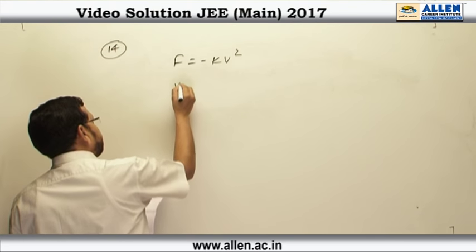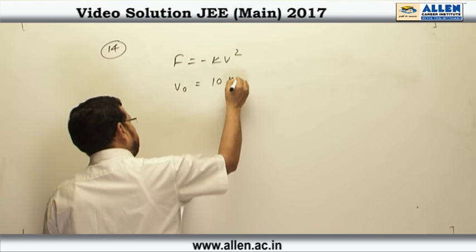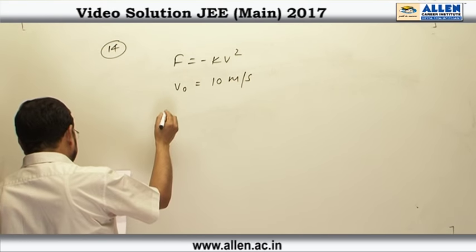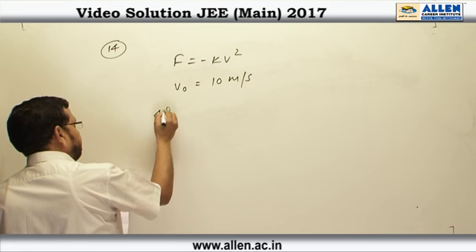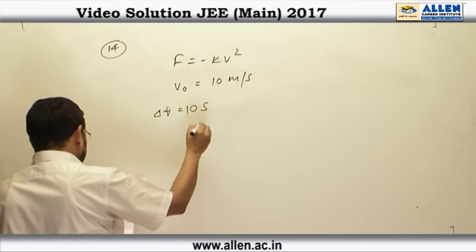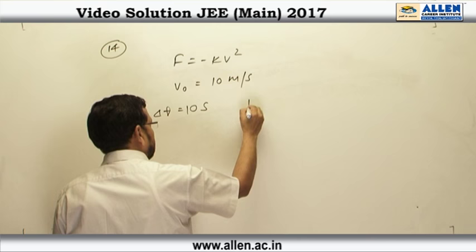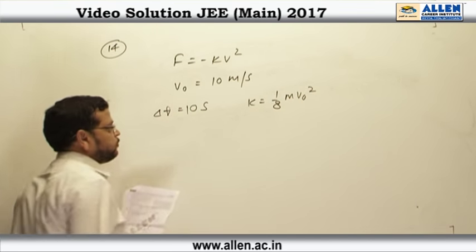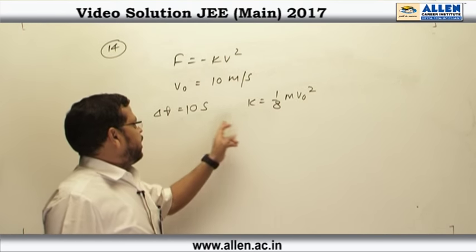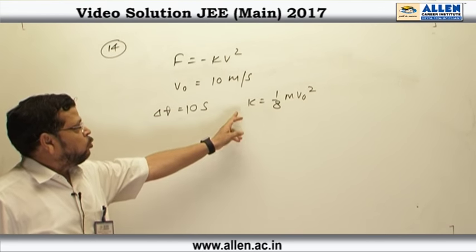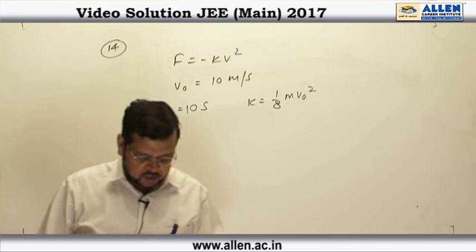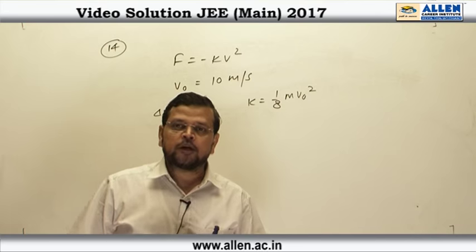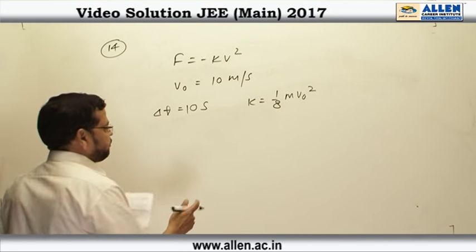Its initial speed is V naught, given to be 10 meter per second, and it is given that after a time gap of 10 second, its kinetic energy is equal to 1 by 8 m V naught square. Since kinetic energy after 10 second is 1 by 8 m V naught square, we can easily calculate what will be the speed of the particle after 10 second.